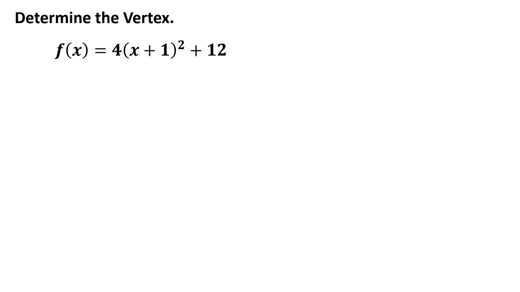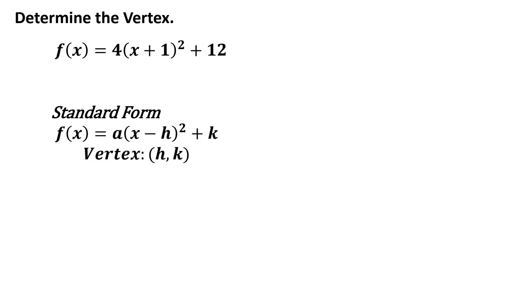So to determine the vertex, again, this function is given to us in standard form. I can look at it and I can tell what our vertex is. Here in standard form, my h and k is given by these two values. But I have to be careful because this is the formula. The formula says that the standard form is a times x minus h squared, plus k.